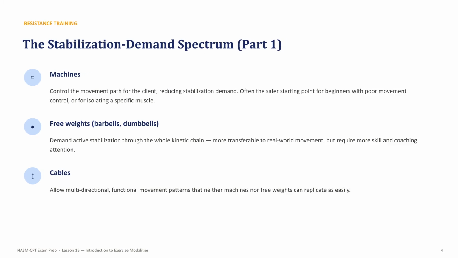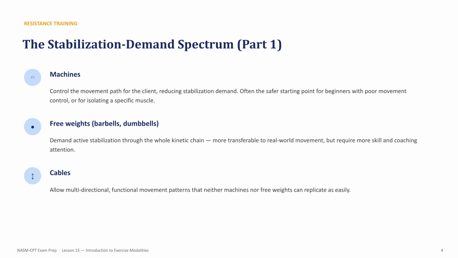Knee pain? Reach for cycling or swimming, not running. Now let's move to resistance training. Machines. They control the movement path for the client, reducing stabilization demand. Often the safer starting point for beginners with poor movement control or for isolating a specific muscle.